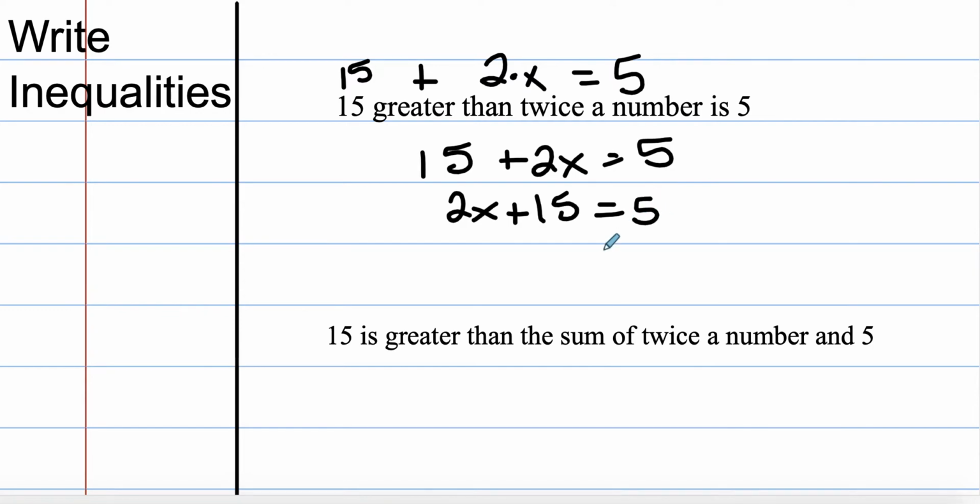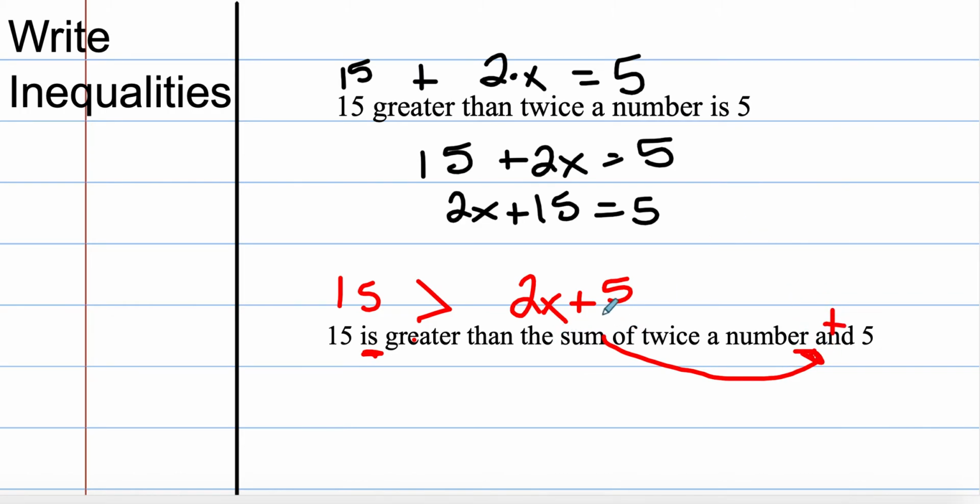Now the difference is you will see this word is stuck in here. Instead of at the end, is 5, it's here. So 15 is greater than. Now we're talking about the sum, which means to add, of twice a number and 5. Anytime I see the word sum, there's always going to be the word and where I put the plus sign. Same thing with difference, product, quotient. So you can see how the two are different because of that word is.